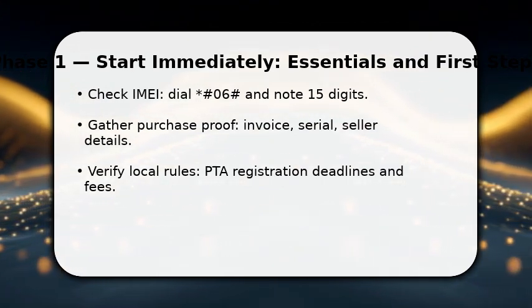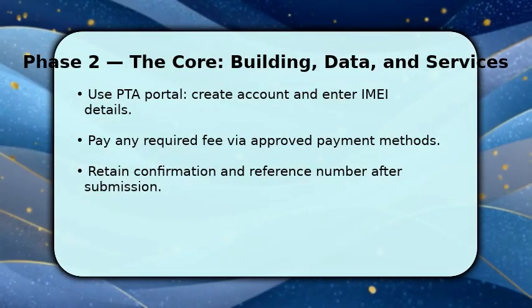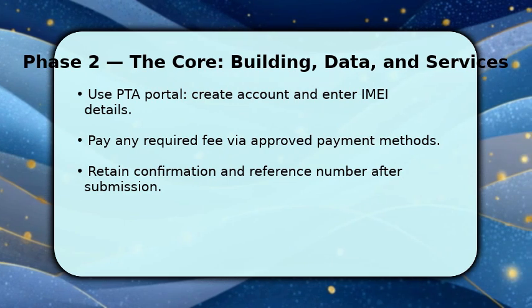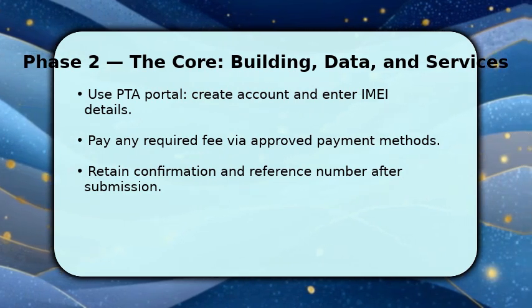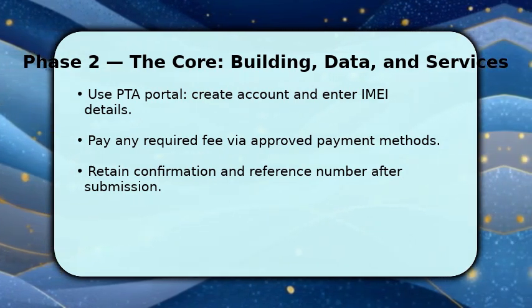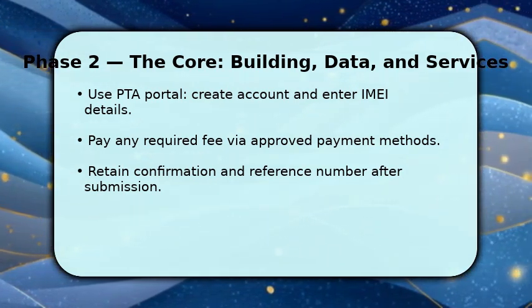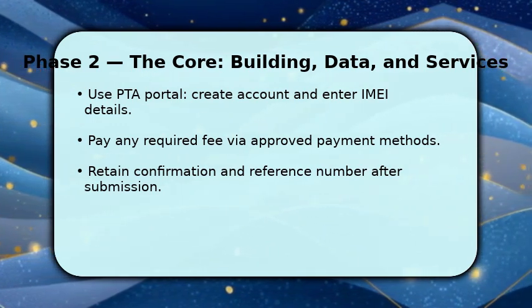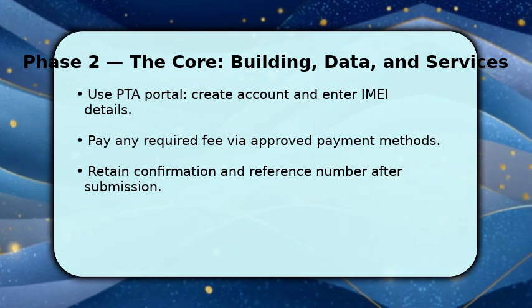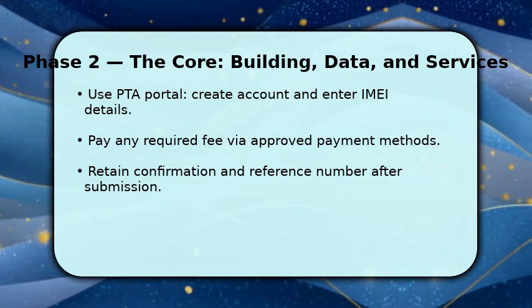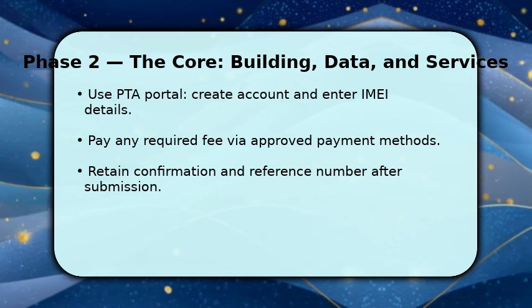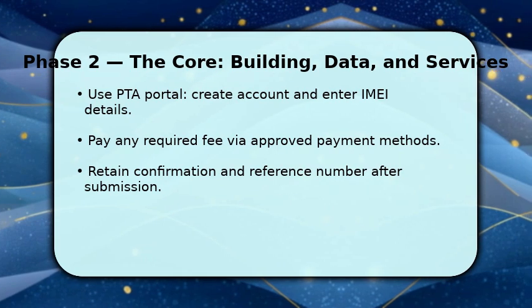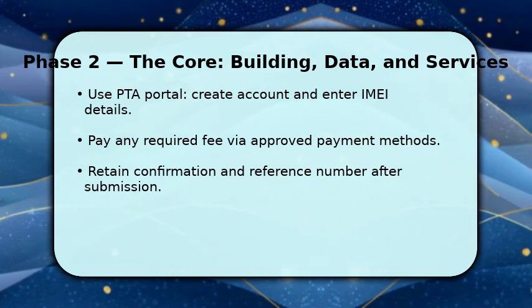support from official channels. Next, you submit the device through the official PTA portal or authorized counter. Create an account and enter the IMEI exactly as shown. Once entered, follow prompts to upload your invoice and complete payment using approved methods. Make sure to save the confirmation receipt and reference number. These prove lawful registration. This step prevents service blocks and keeps the phone compliant, and it also gives you leverage if a retailer or carrier needs proof.